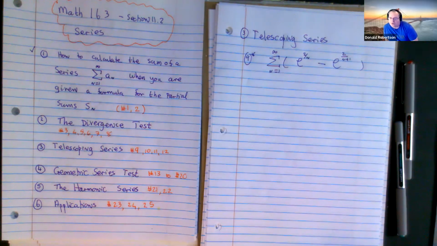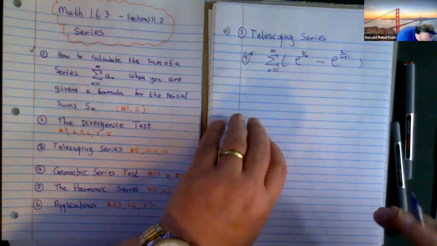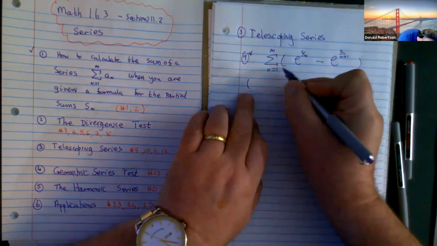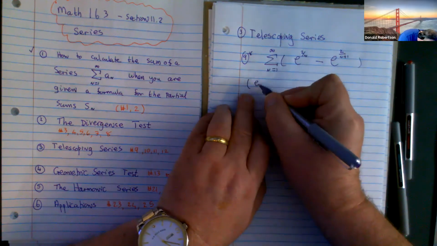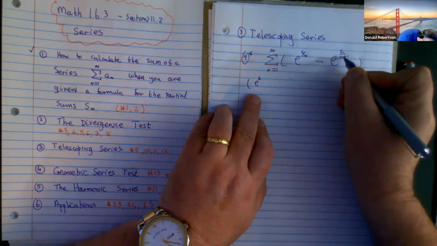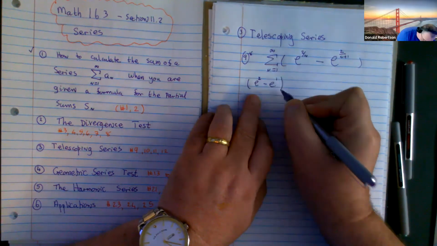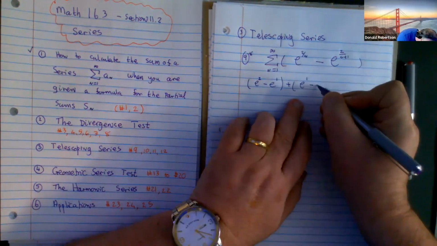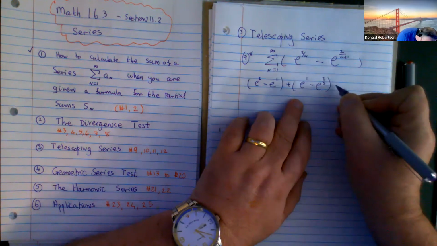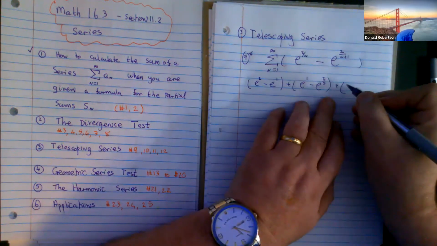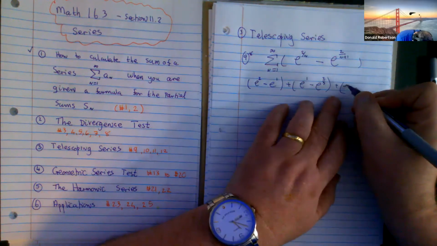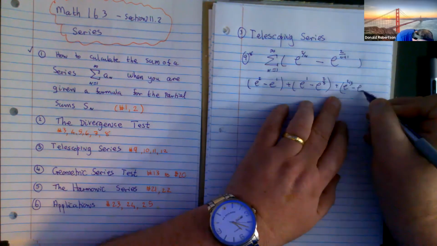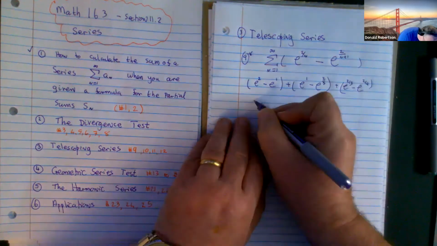So how do you solve these ones? Well, they've got their own specific method. What we do here is we write down the first term. When n equals 1, you get e squared take away e to the 1. That's the first term. Plus, if you plug in 2, you get e to the 1, take away e to the 2/3. You plug in the next one, you get e to the 2/3, take away e to the 2/4, and you keep on going.